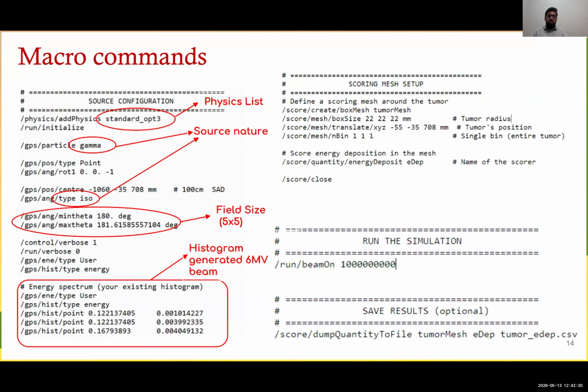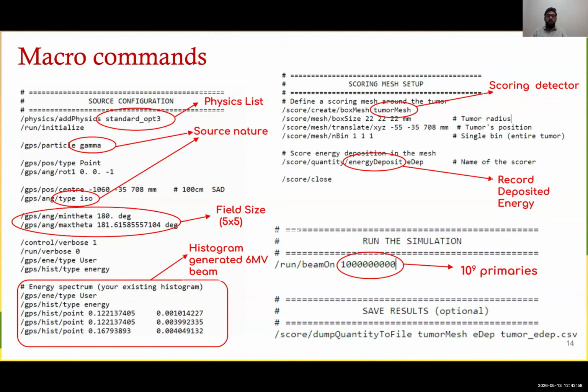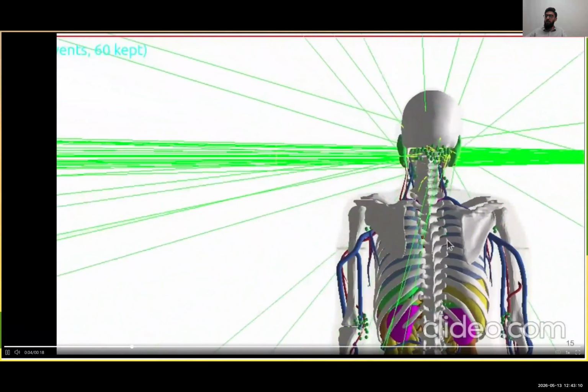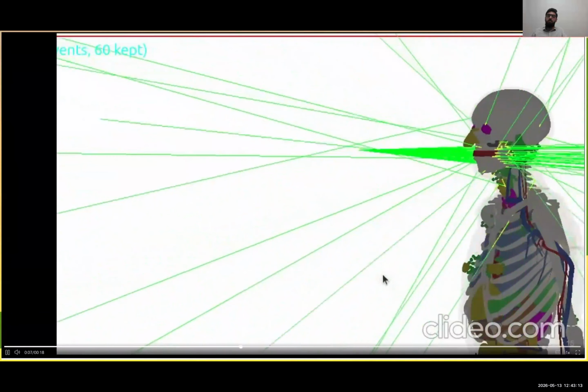Going further, as we inserted a tumor into the patient anatomy and the patient head, that tumor must be a dose recorder or an energy recorder, so we can tell how much dose and energy has been recorded in that tumor. For that purpose, we use a scoring mesh detector, and the energy deposition has been recorded. 10 raised to power 9 primary particles have been generated for a single study, and the result has been saved later. So this is basically the simulation scenario after applying the cone beam.